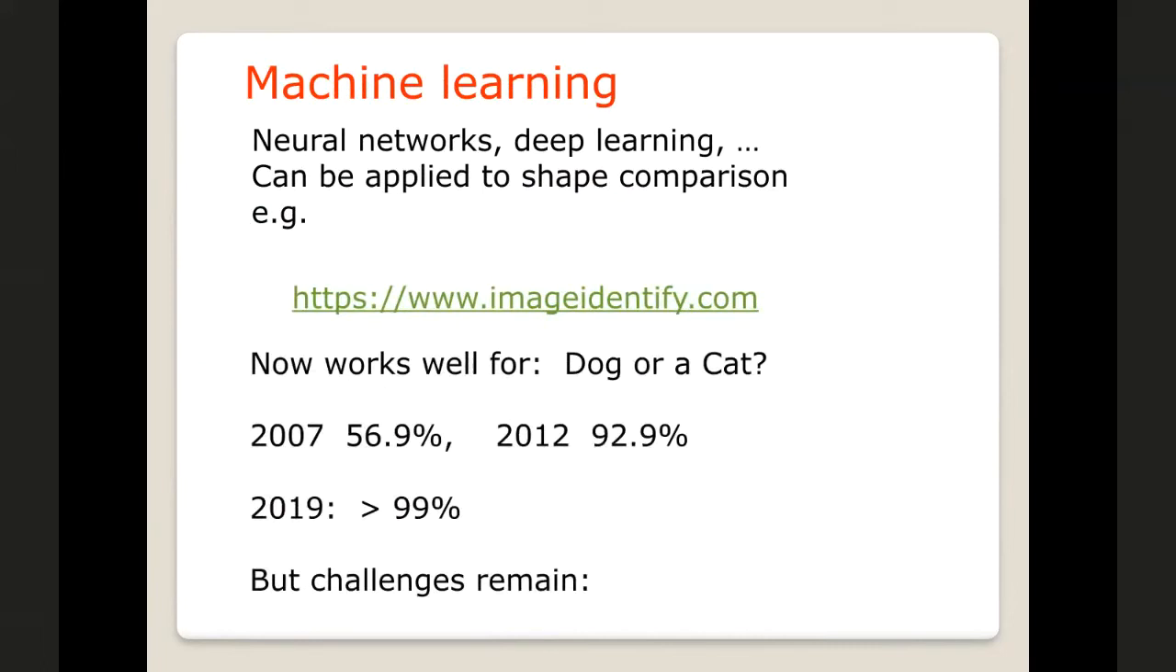Let me just tell you a little history about this problem of dog or cat. This was a big problem in computer vision, to try and improve recognition of dog or cat. Back in 2007, the best algorithm, published in 2007, was right 56.9% of the time on photographs. And if you think about it, flipping a coin will be right 50% of the time, so this is not too much better than flipping a coin. By 2012, when people started using machine learning techniques, the best algorithm was right 92.9% of the time. And today, with Google and Facebook having millions of images labeled cat or dog by people who have uploaded their pictures to the internet, the algorithms are better at recognizing the difference between dogs and cats than people are.